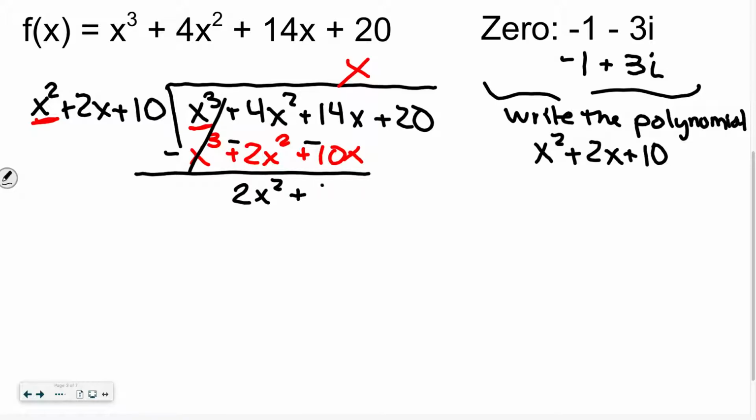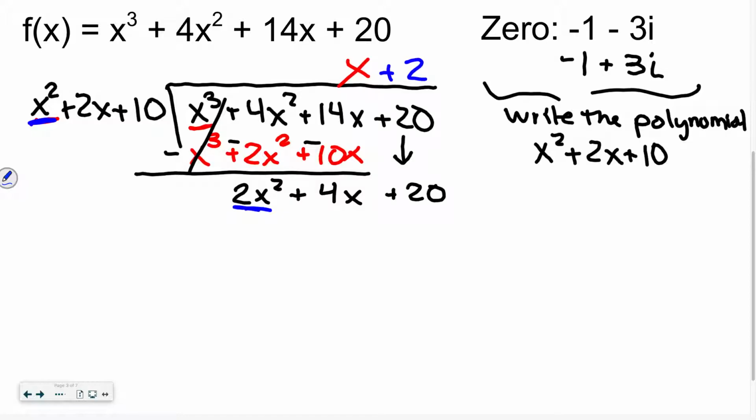2x squared plus 4x. And then at this point, you probably want to bring down the next term because your divisor is a trinomial, so you'll want a trinomial. Now, restart division, but you can only divide the first terms at a time. So, first term down here is 2x squared. We're going to divide it by x squared. What's left over? 2. Line it up with the numbers.